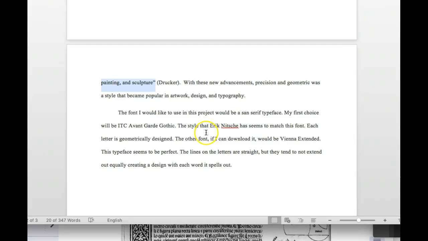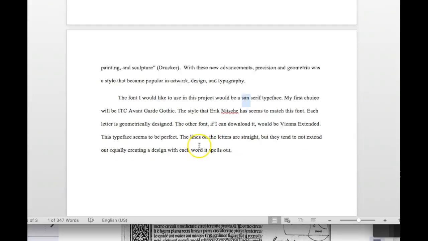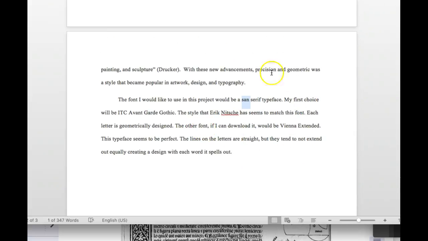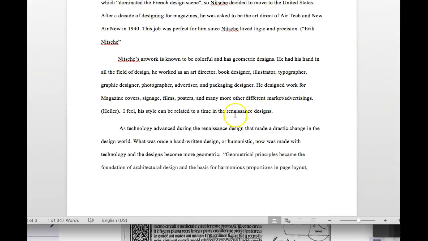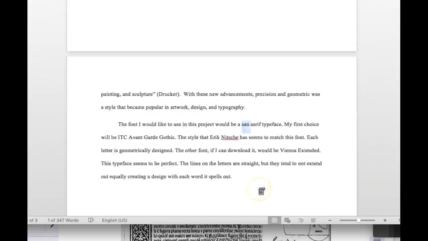Avant-garde Gothic is not serif. I'm sorry, my bad. Yes, okay, that's good. It's very smart to use a sans serif for a modernist designer. Very good. Good typeface choice, but I don't see the quote. Where's the quote? We have to have a quote in here. So you have your designer, your movement. We need a pictorial representation of the movement. Then we also need the quote, and then you're good to go.